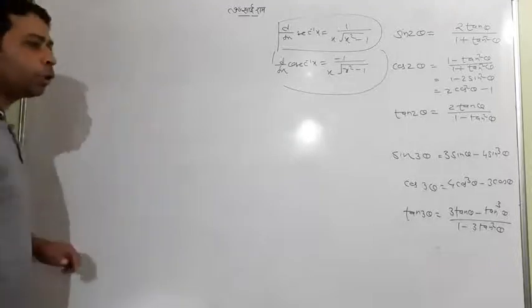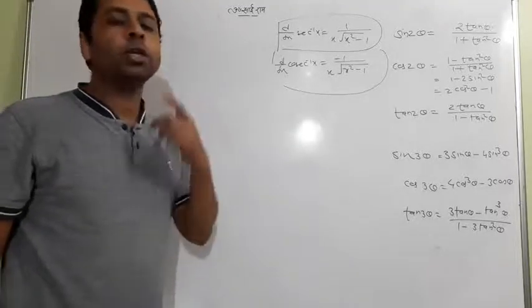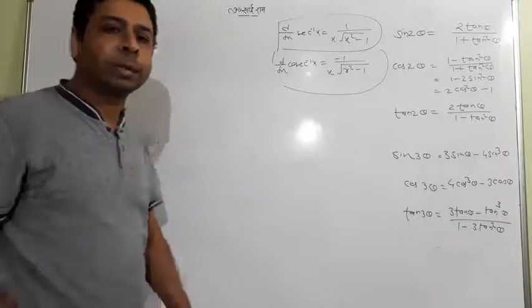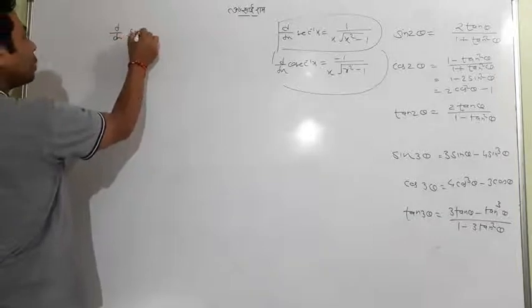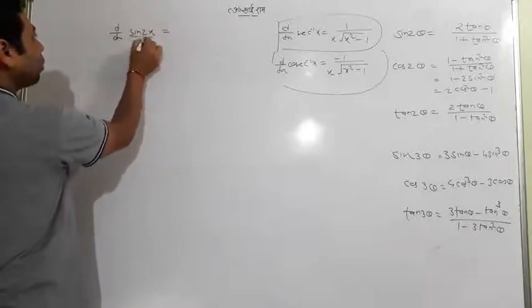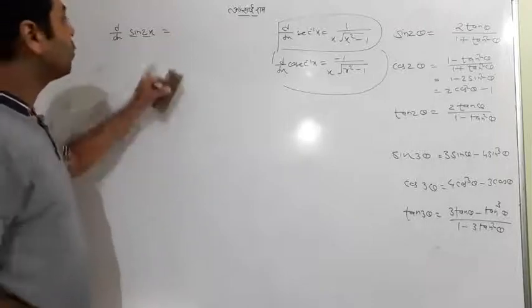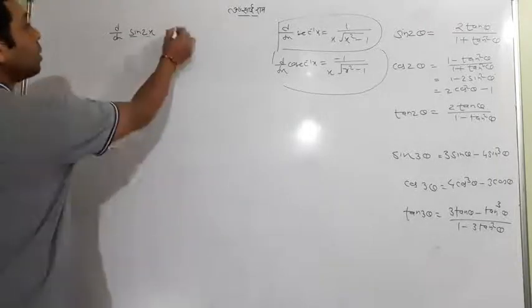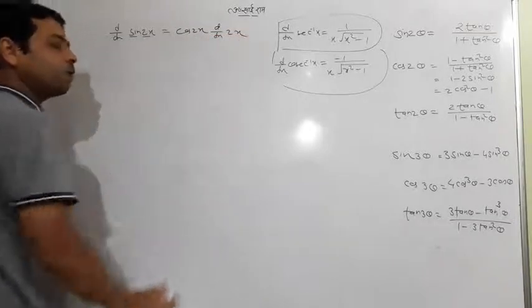As the function of a function is treated for simple trigonometric functions, for inverse trigonometric functions it will also be the same. Like what I am telling you. Suppose you know d by dx of sine 2x, what will happen? You know it's the chain rule. First will be sine and second will be 2x. First sine will become cos 2x, and then again d by dx of 2x. That is a very simple phenomenon.